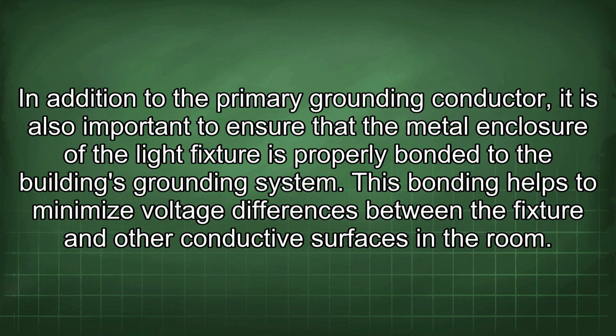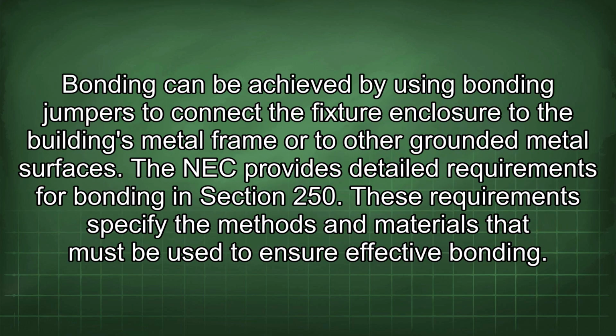In addition to the primary grounding conductor, it is also important to ensure that the metal enclosure of the light fixture is properly bonded to the building's grounding system. This bonding helps to minimize voltage differences between the fixture and other conductive surfaces in the room. Bonding can be achieved by using bonding jumpers to connect the fixture enclosure to the building's metal frame or to other grounded metal surfaces. The NEC provides detailed requirements for bonding in Section 250. These requirements specify the methods and materials that must be used to ensure effective bonding.